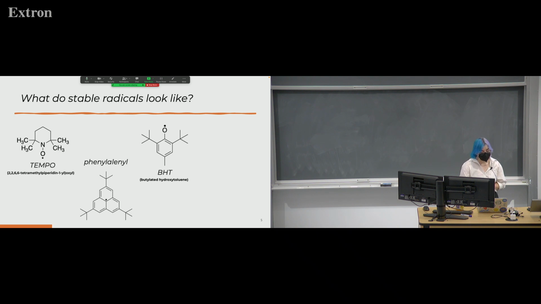Additionally, we have BHT, and again, here we have the unpaired electron located on the oxygen, and again, our pi conjugation and our tert-butyl groups, which are really effective at blocking other compounds from coming in. And also TTM, which is a well-established radical structure.